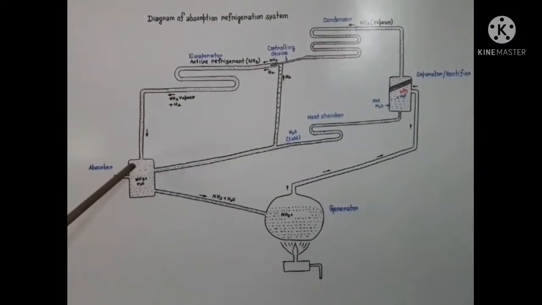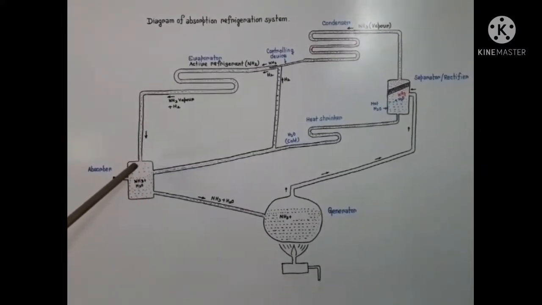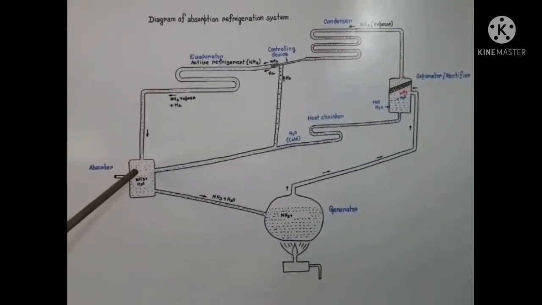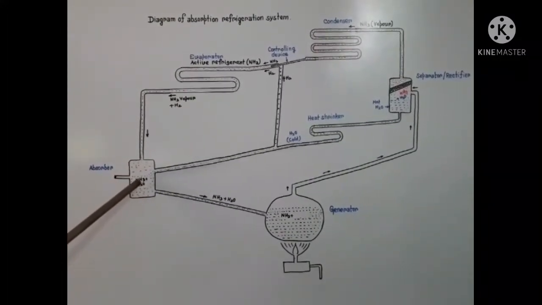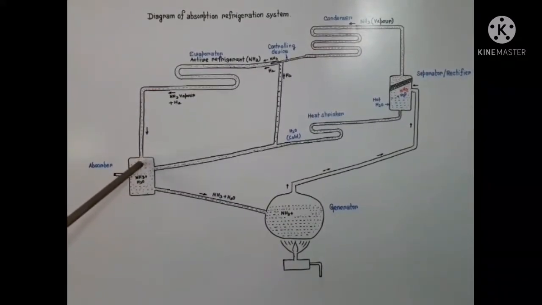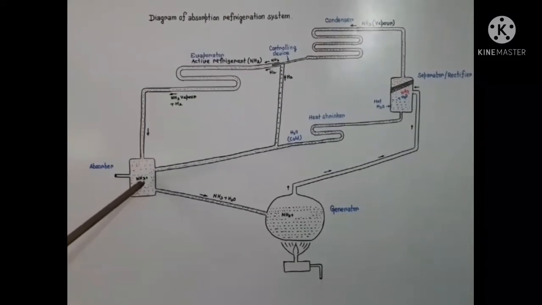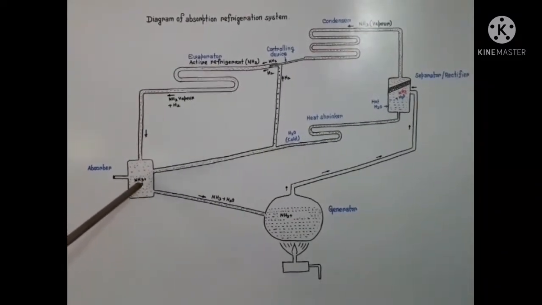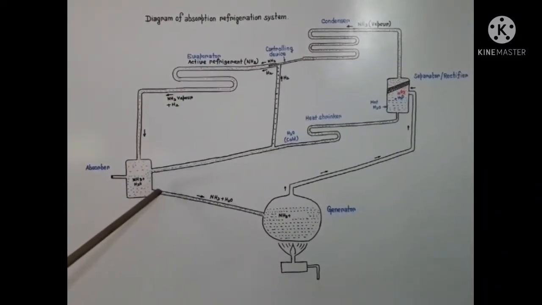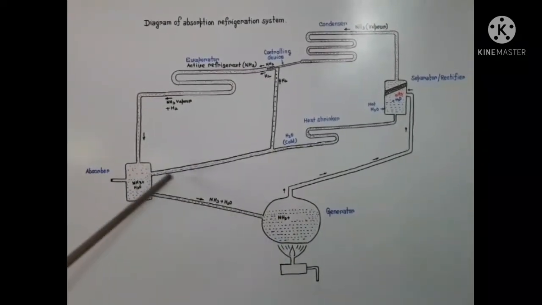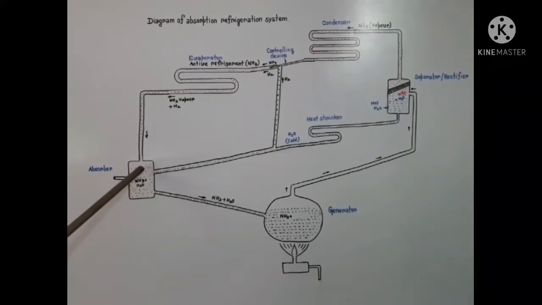As we know, water and ammonia both are very mixable. Ammonia can be well mixed into normal temperature water. So while ammonia enters into it, ammonia is dissolved into water and it forms aqua ammonia. Again, due to gravity, it comes down and enters into the generator. And hydrogen, what happens about the hydrogen?